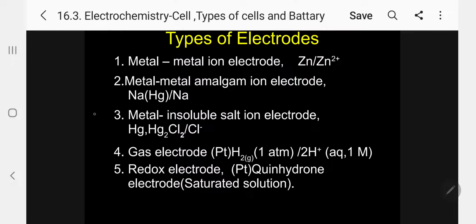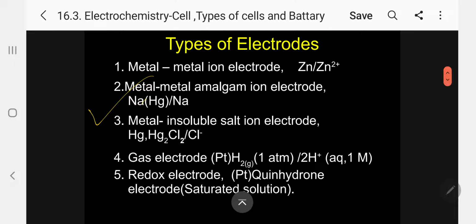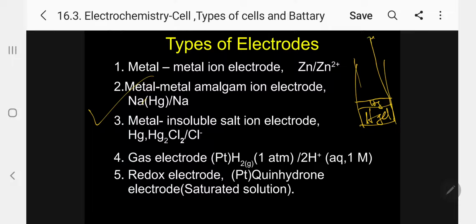Next, the third and most important is the metal insoluble salt ion electrode. That means you take a vessel like a test tube and take mercurous chloride, kindly follow, an insoluble salt. Over there is mercury, and you can introduce a platinum rod, chemically inert. So what will happen now? In this case, we have to take a known concentration of HCl here. Kindly follow.